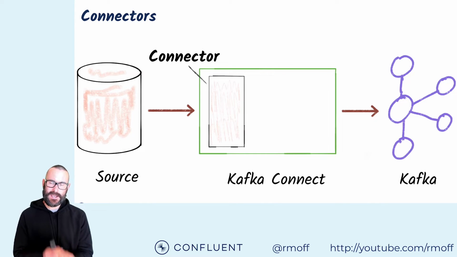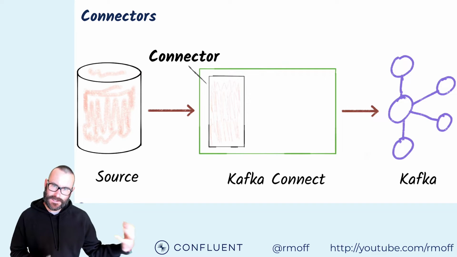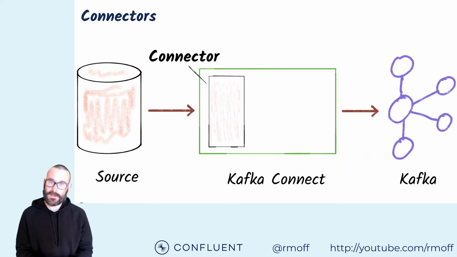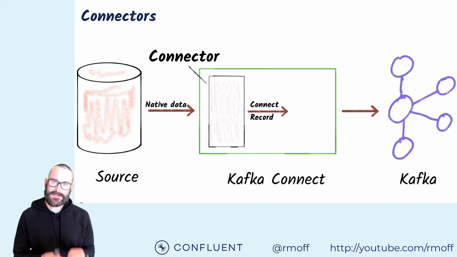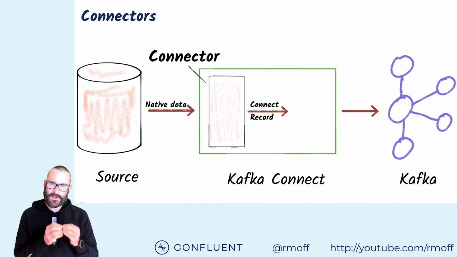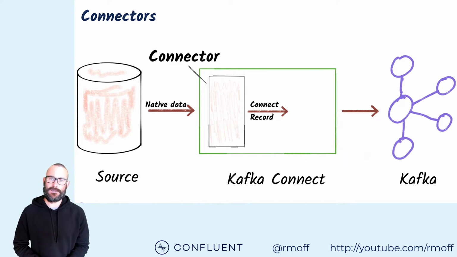It speaks the actual API that's necessary to get the data in from that source system or write it down to the target system. We specify it using the connector class, and when you install the connector, the documentation will tell you the name of the connector to use.